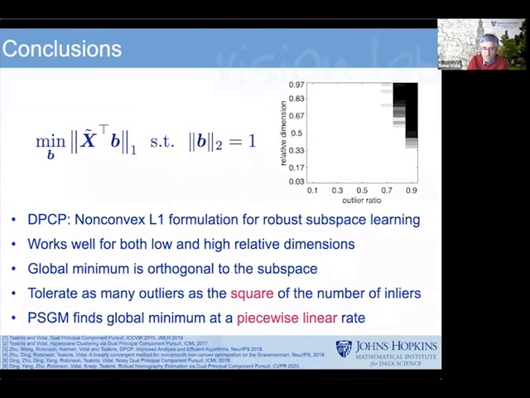I've also presented algorithms for solving these problems that are efficient and scalable, and that are provably convergent to the global minimum of this problem. And by and large, the method works when the data is well spread out, and the outliers are also well distributed. And the other thing that it can do is that it can tolerate a very large number of outliers on the order of the square of the number of inliers.